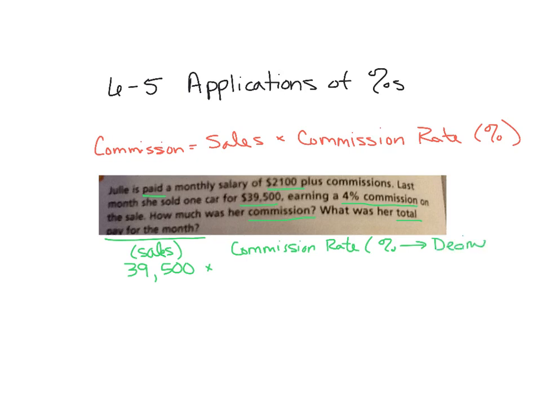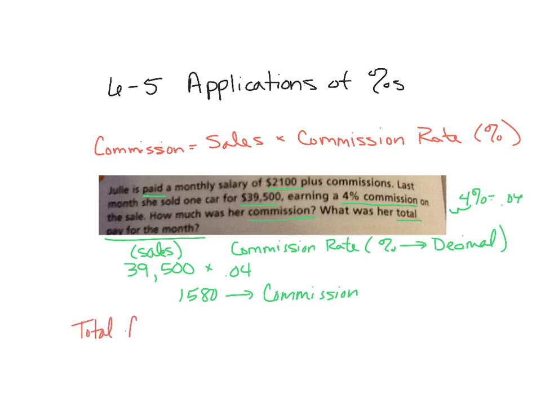Okay, so if she made 4%, we have to change that to a decimal, and we have to fill the empty with a 0. So we're going to times it times 0.04, and when we do that, we get 1,580. So that's her commission. Okay? But in the problem, so that answers how much was her commission.